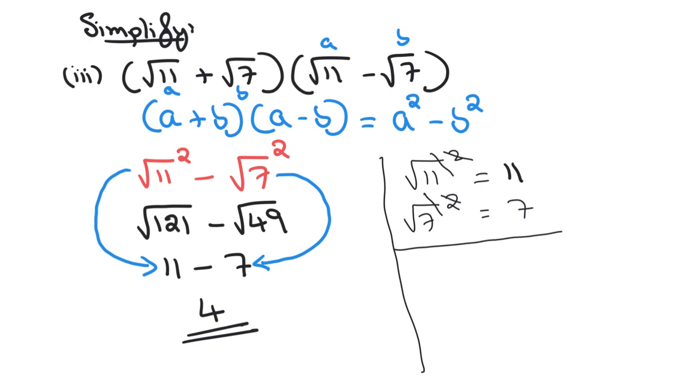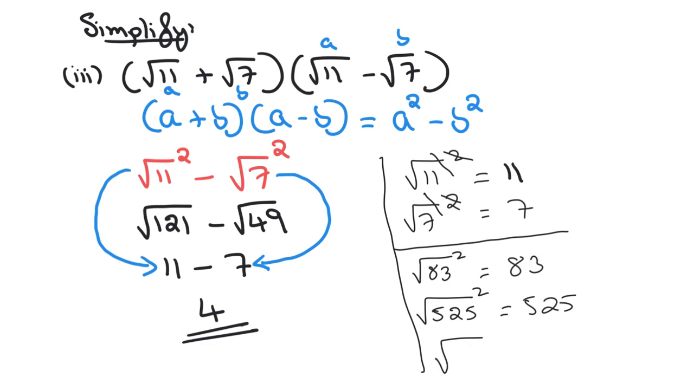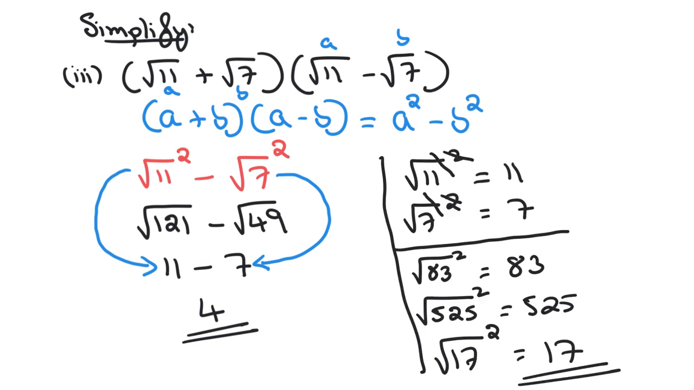Okay, in the same breath, the numbers have nothing to do with the problem. Tell me now, root 83 squared, what is it? 83. Root 525 squared, what is it? 525. Getting the point? Root 17 squared, what is it? 17. You understand now? So you can observe and derive various mathematical techniques while you are learning your lessons.